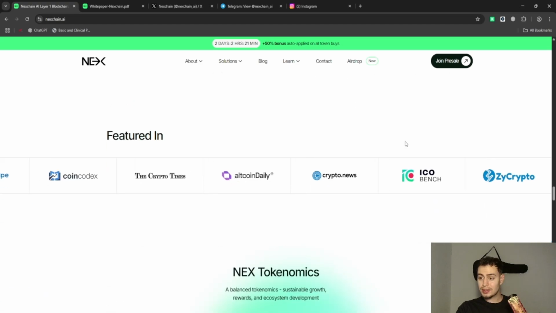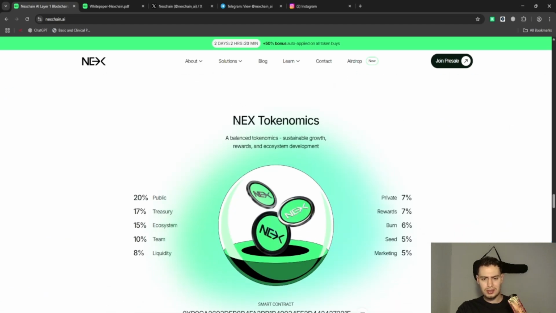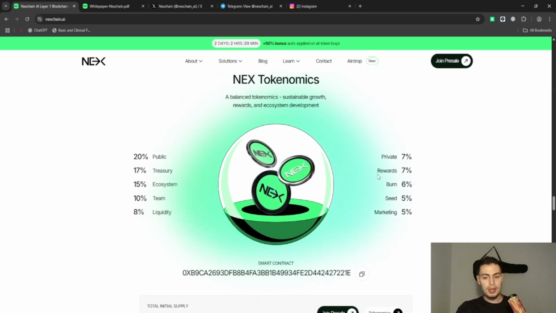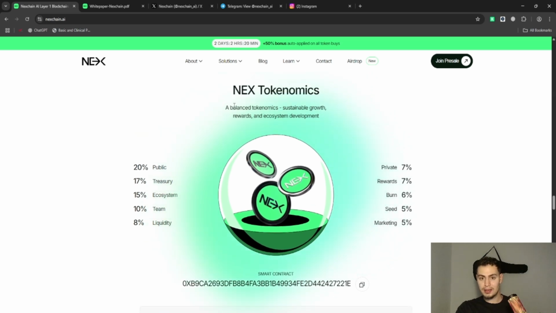So yeah, guys, now we're going to check the tokenomics, because this is the important part. It says a balanced tokenomics, sustainable growth, rewards and ecosystem development. As you can see, this is what they've been investing in. This is what tokenomics means. So you can see 20% is in public, 70% is in treasury, 15% is ecosystem, 10% is in the team, of course, 8% is in the liquidity. You can see 7 private, rewards is 7, burn is 6, seed is 5, marketing is 5.